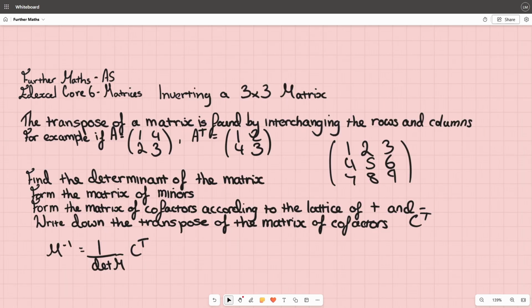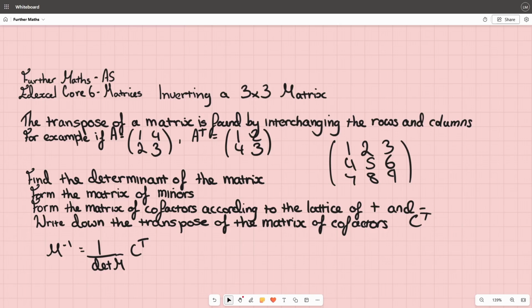Okay, so now I'm going to talk through inverting a 3x3 matrix. So first I'm going to define transpose. So the transpose of a matrix is found by interchanging the rows and columns. For example, if A is 1, 4, 2, 3, then A transposed, or A^T, is 1, 2, 4, 3.